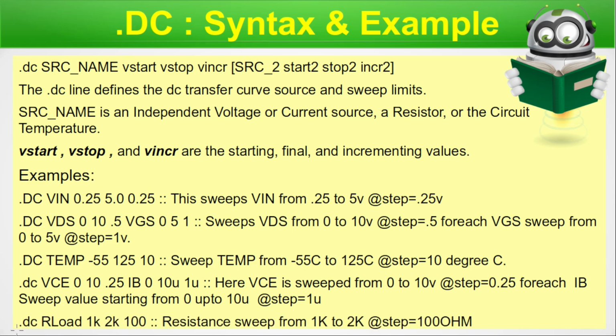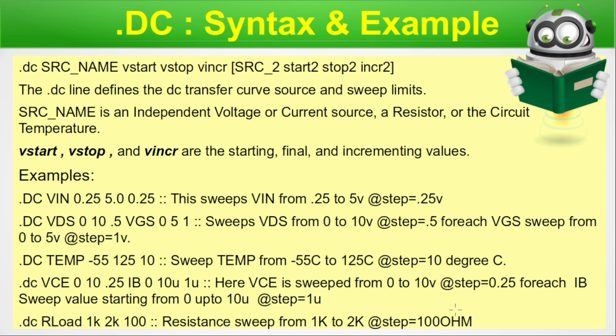Finally, we have another kind of DC sweep. That is .DC, then we have RL, the load. It is a resistance. We have 1K and 2K as the starting and finishing values, and we have the step as 100. How do we interpret it? The resistance sweep is done from 1K to 2K at the step of 100 ohm per step.